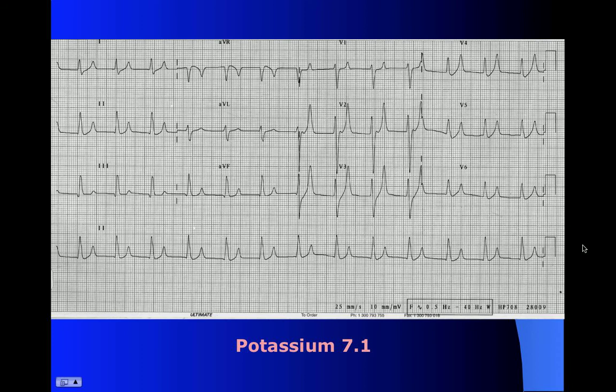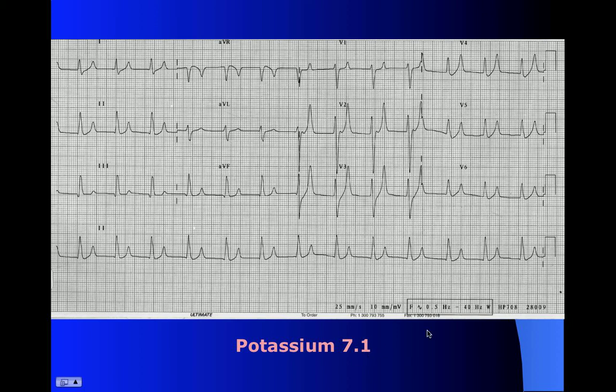Now, I just want to demonstrate that as potassium climbs, obviously the hyperkalemia worsens, but this is not always associated with direct changes on the EKG. You can see really severe changes at relatively low potassiums, or you can get way up there and not see too much on the EKG.